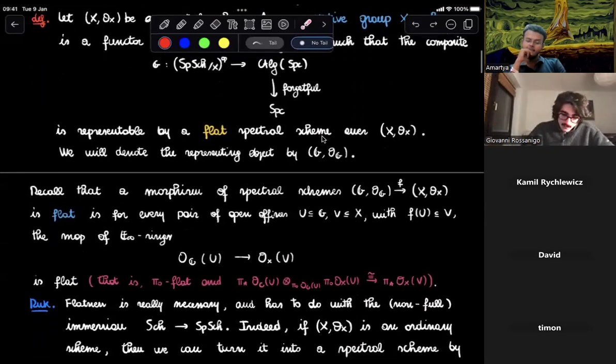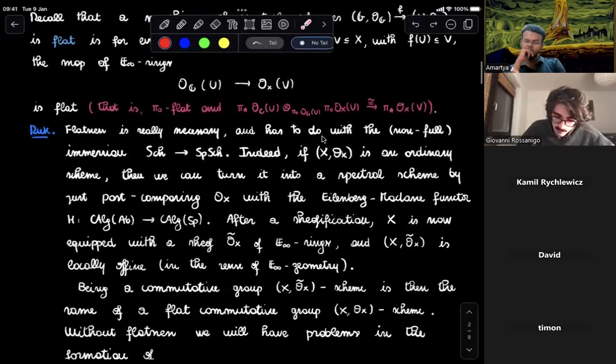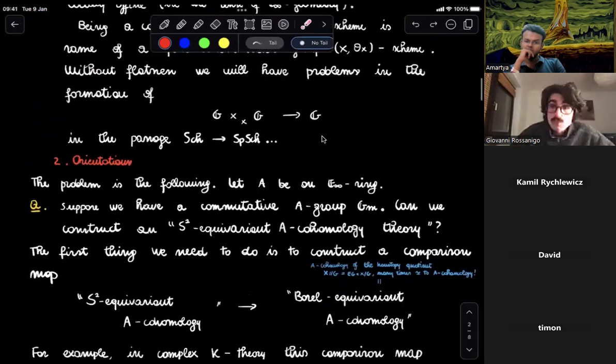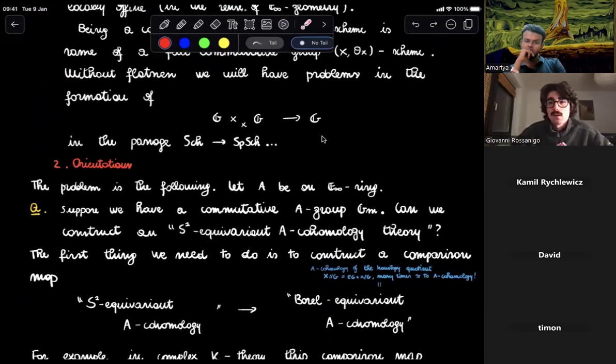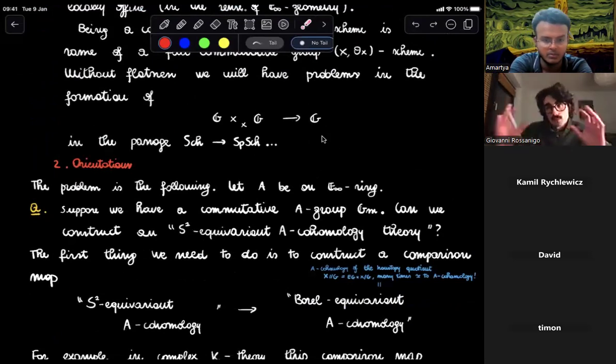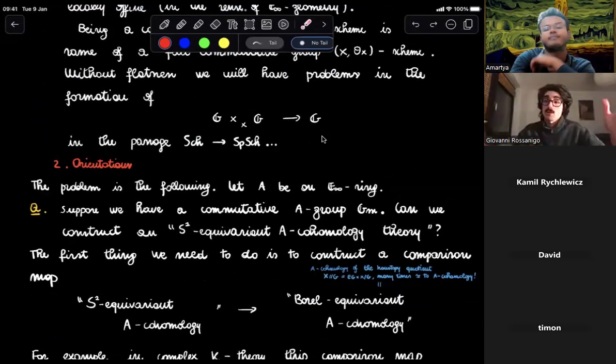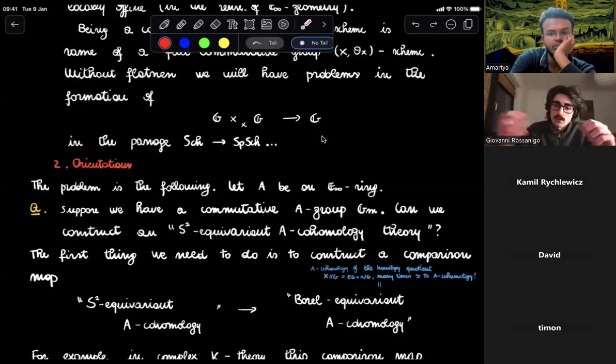Okay. The next goal is to use commutative group schemes to define equivariant cohomology. And in order to fully motivate why we need the theory of orientations, I would like to start with a very simple question. Suppose that we have an infinity ring, so a cohomology theory. We have a way to assign to each space a collection of cohomology groups, organized in a certain way with certain coherence conditions and so on.